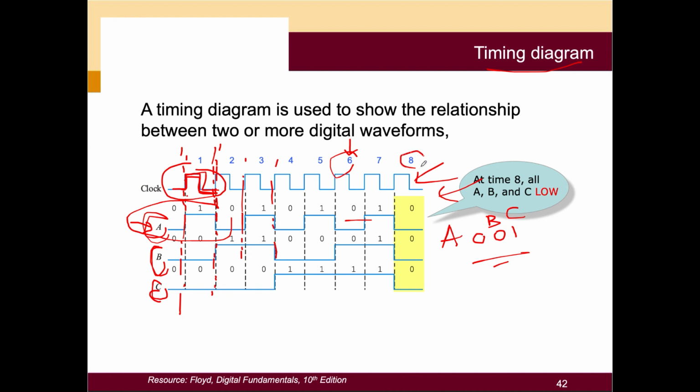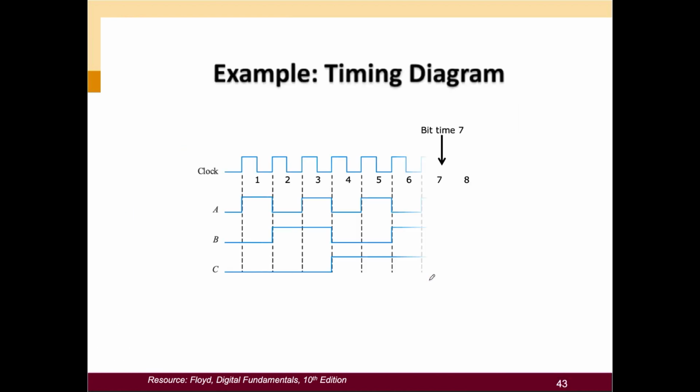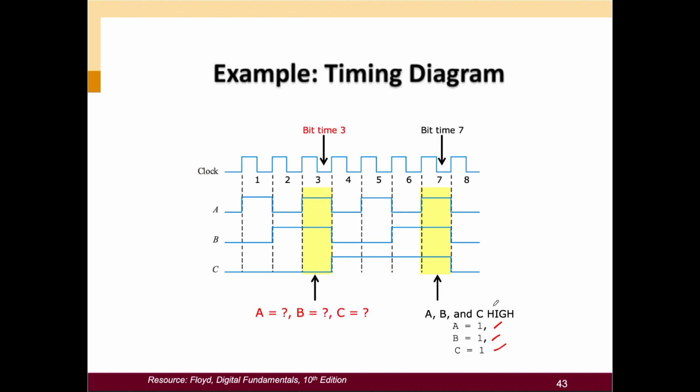So there are examples on the timing diagram. At the 8th bit time, you have A, B, C as low, or 0, 0, 0. And there is another example on this timing diagram. At bit time 7, you have A, B, C as 1, 1, 1, or high. And another one is bit time 3, which is over here. You can figure out it is 1, 1, 0.